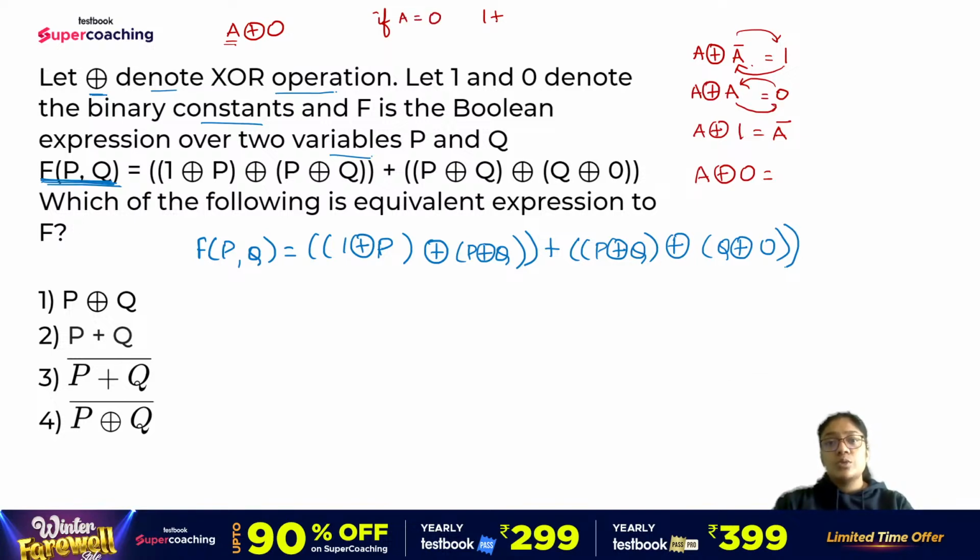If a is equal to 0, then it will be 0 XOR 0. Both the inputs are same, so output will be 0. If a is equal to 1, then it will be 1 XOR 0. Both the inputs are different, so output is 1.